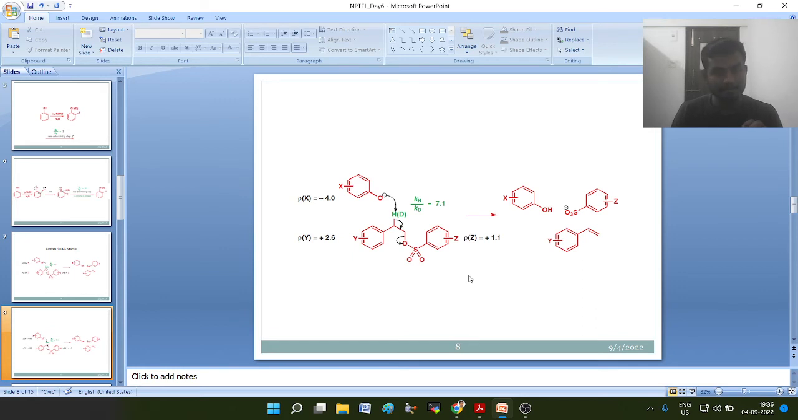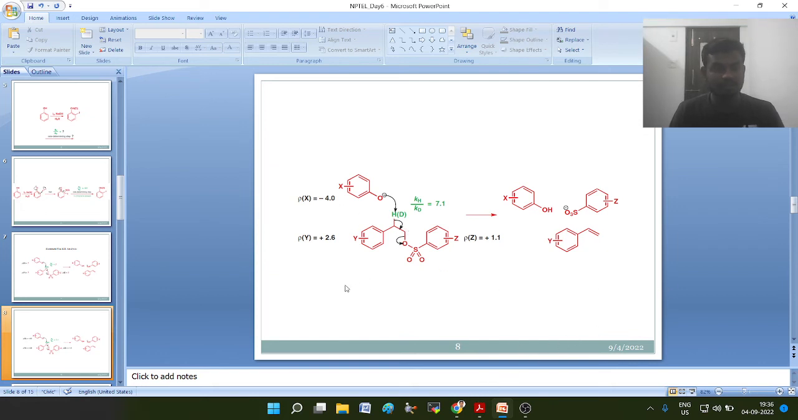Sir, suppose X is an electron withdrawing group, then the rho value will decrease, is it? Let's say X is an NO2 group at the para position. What will happen? The O donation to the hydrogen here will be lower, right? Because the O minus will be conjugated with the nitro group. So it will lower the rate. If you have an NH2 group, it will push the electron more, so it will have a higher rate. Thank you, sir.